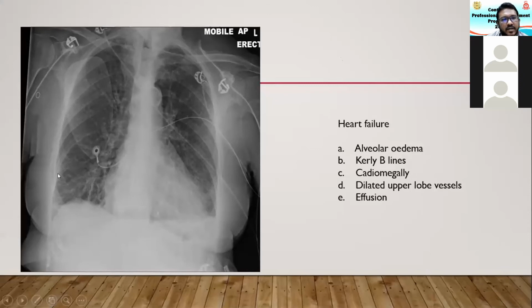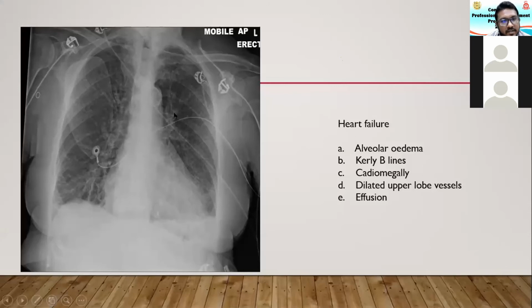You have cardiomegaly, Kerley B lines, then you have the prominence of the upper lobe vessels. Why are these upper lobe vessels usually not prominent? Because of gravity. When you stand in an upright position, the lower lobe pulmonary arteries are more prominent than the upper lobe. But when it comes to pulmonary edema, because of the pressure difference, the upper lobe arteries also become more prominent. So this is called upper lobe blood diversion.